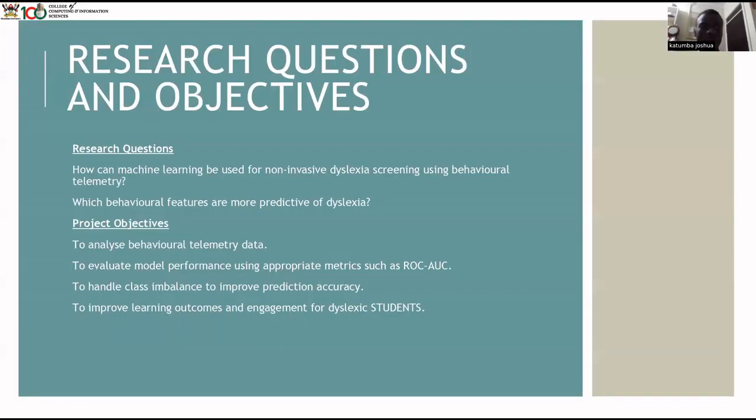And here are some of the research questions that we developed. The first one was, how can machine learning be used for non-invasive dyslexia screening using behavior telemetry? Number two, which behavior features are more predictive of dyslexia? After that, we came up with objectives. The first one was to analyze behavior telemetry data. The second was to evaluate model performance using appropriate metrics. Then to look at class imbalance to improve prediction accuracy, and to improve learning outcomes and engagement for dyslexia students.